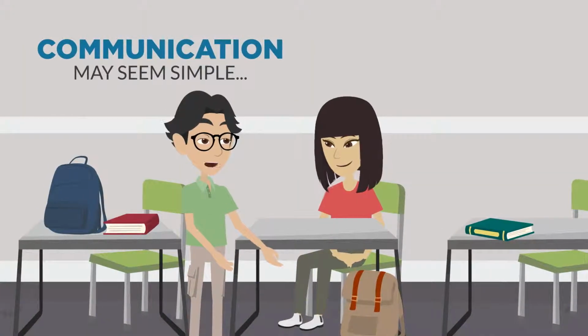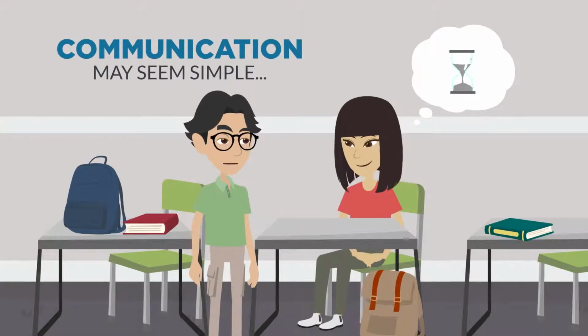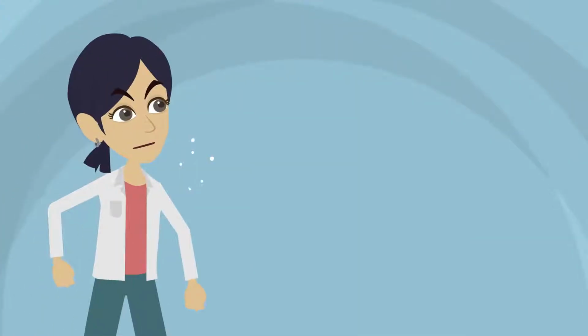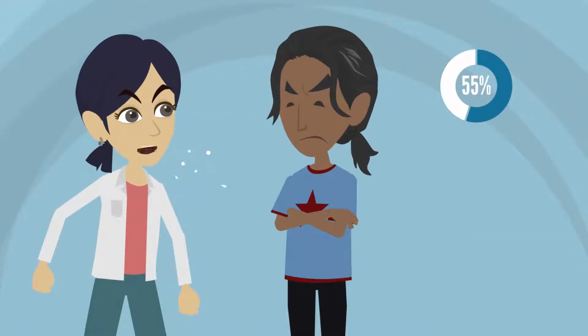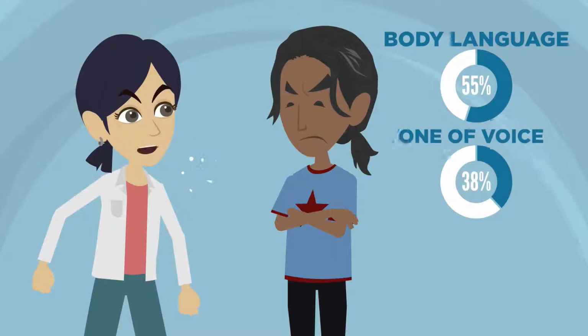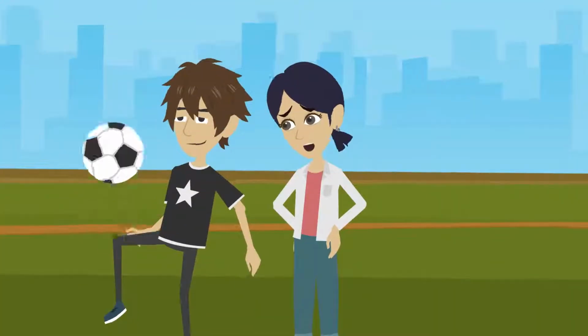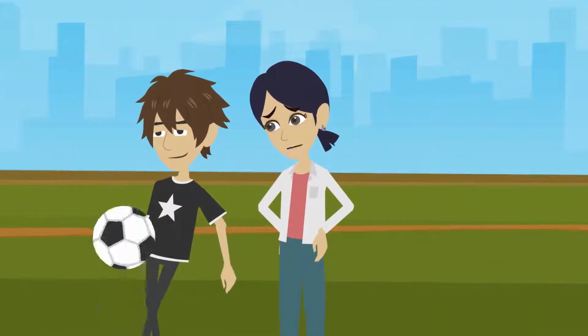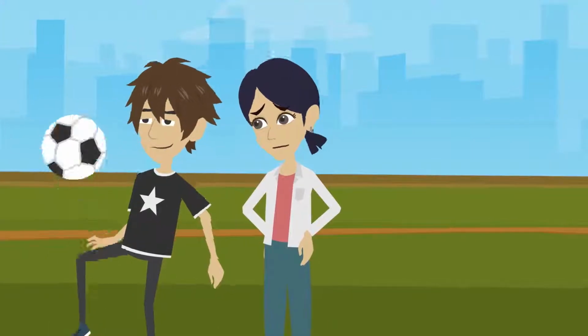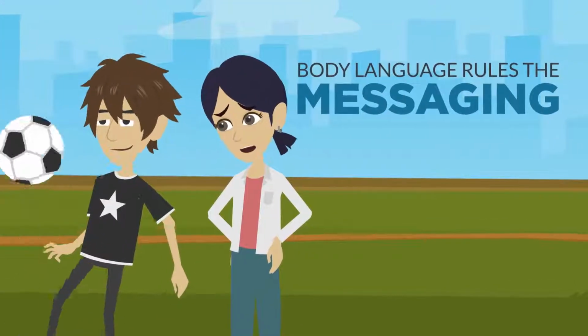Communication may seem simple, but there are a lot of factors that impact how people understand each other. In conflict, 55% of what we communicate comes through in body language, 38% through tone of voice, and only 7% through our words. We might think we're being kind and thoughtful, but if our body, eyes, and tone of voice show otherwise, our body language rules the messaging.